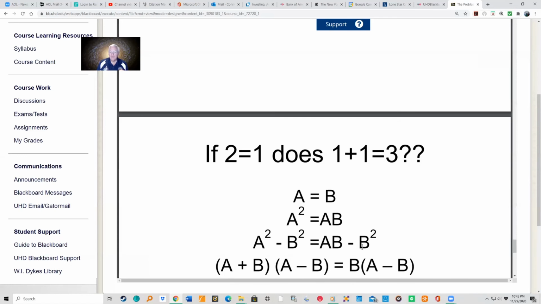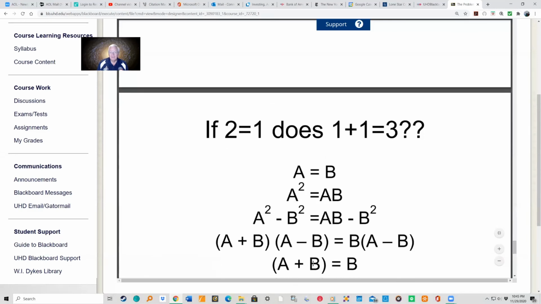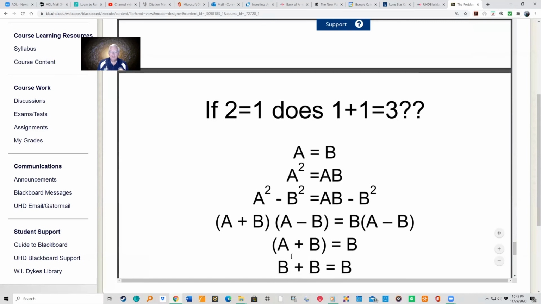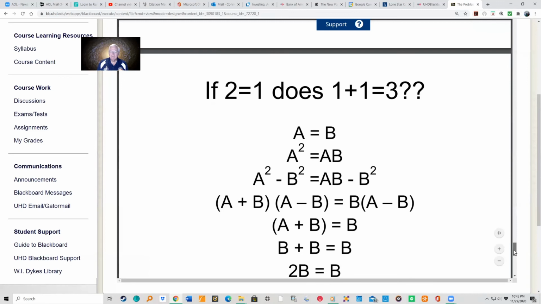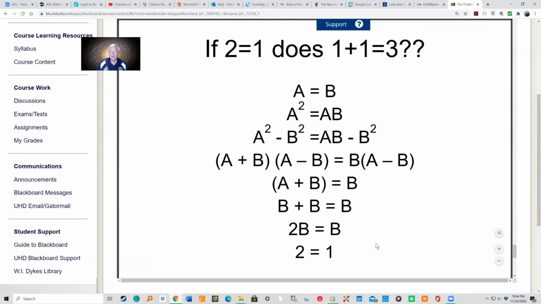If we pull out the B from here, we have B times A minus B. So now algebraically, you'll notice we have A minus B on both sides as a multiplying term. So we can cancel that out. And that leaves A plus B is equal to B. So that means since A is equal to B, then A plus B is equal to B plus B. So B plus B is equal to B. So 2B is equal to B. So dividing both sides by B, we get 2 is equal to 1.